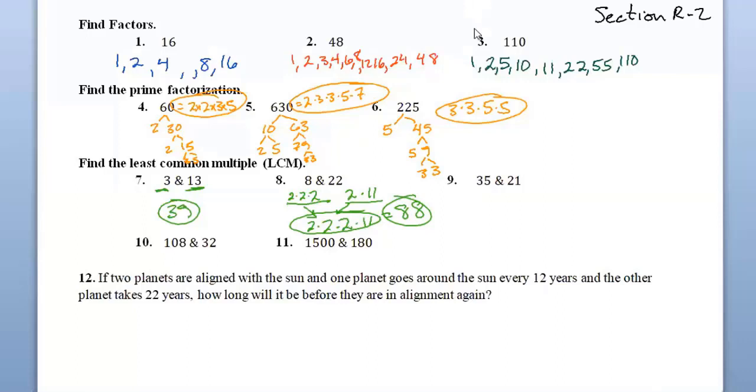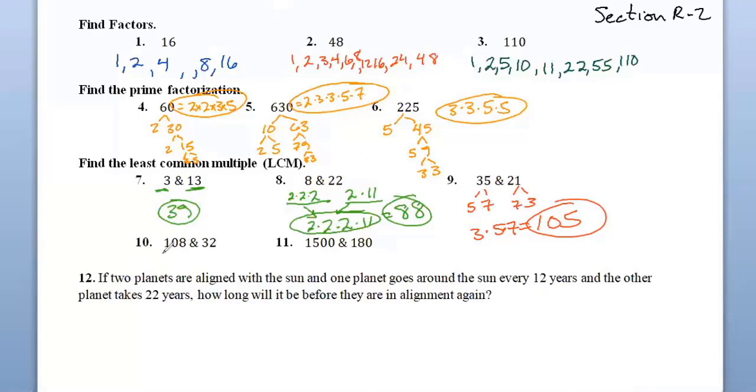All right, let's try with these next ones. 35 and 21. This is 5 times 7. And this is 7 times 3. So if we want to create a number that has both of them in it, we've got to have a 5 and a 7. And we've got to have a 3. So 3 times 5 times 7, that is 105. All right, number 10.